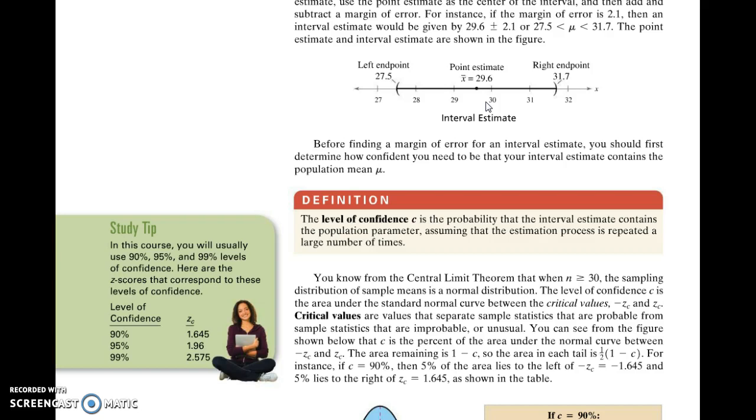Now, if our level of confidence was 95%, it would mean that using our techniques to build the confidence interval, 95 out of 100 times, we know that our interval contains the true population mean.